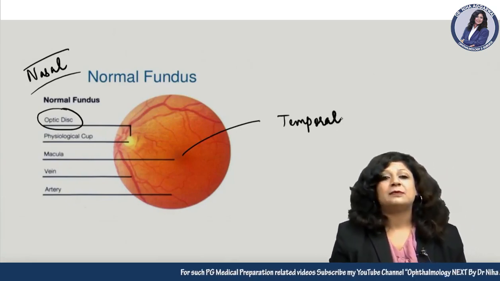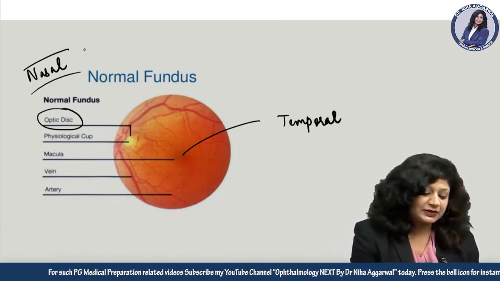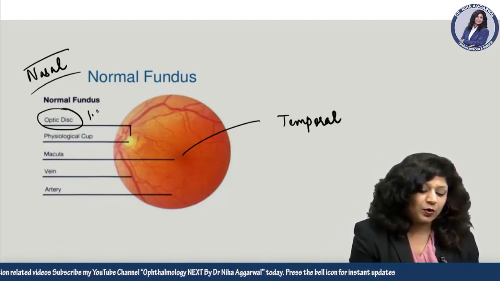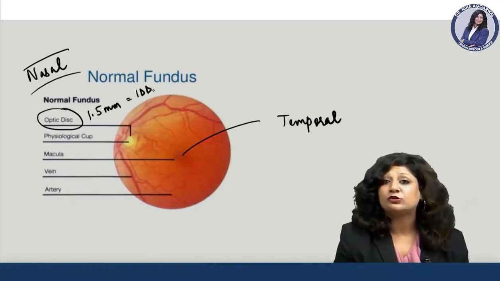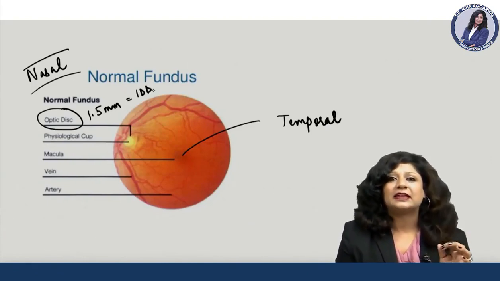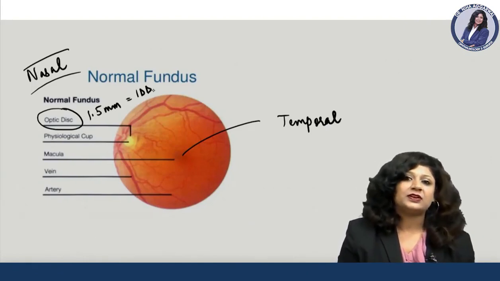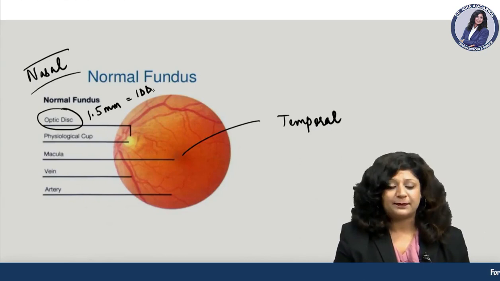Now, what is the diameter of the optic disc? The diameter of the optic disc is 1.5 mm. That is called one disc diameter. It is circular in shape, light pink in color, and the diameter is 1.5 mm.